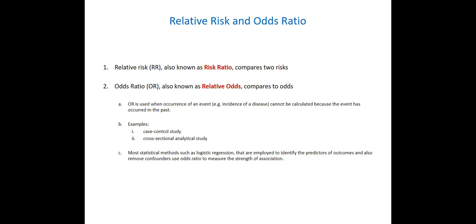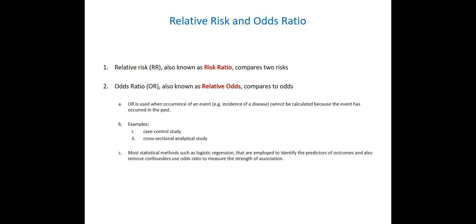Since you gather all those few cases, you now gather controls. Controls are people that are similar in all the demographics, except for that particular disease. So you begin to go back and ask, did you have exposure to the factor you think is responsible for the disease? That is a case control study. Of course, you know that the disease has occurred, so what you can calculate is odds.